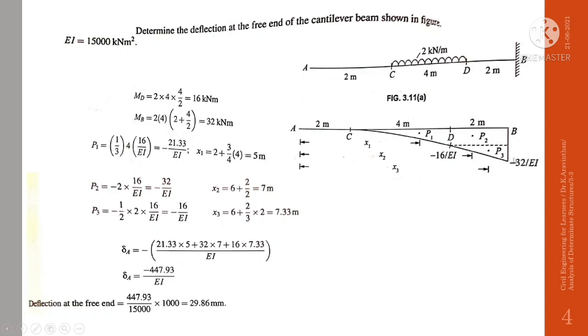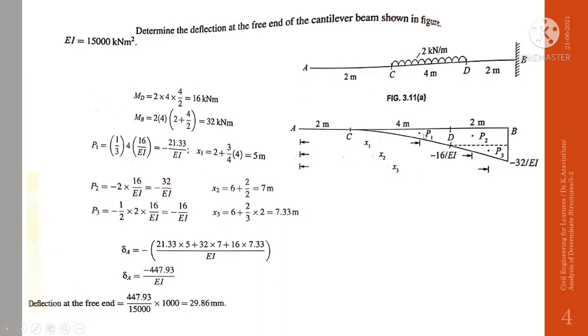So the height of this triangle is 16 by A, and the base is 2 meter, and you can find the area of this triangle by half into base is 2, height is 16 by A. So you will be getting this area, and for finding the centroid, you have to use 2/3 of B. So 2/3 into 2 is written here, plus the distance is 6 meter. So you got 7.33 meter, if you know the area and distance.